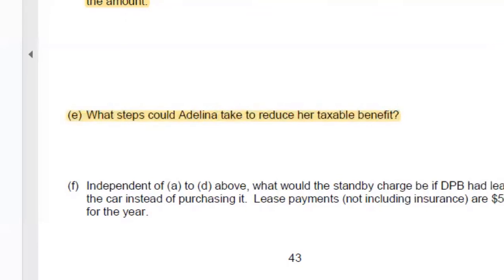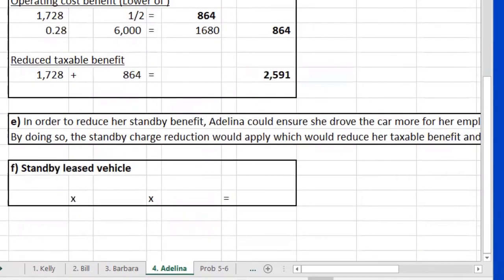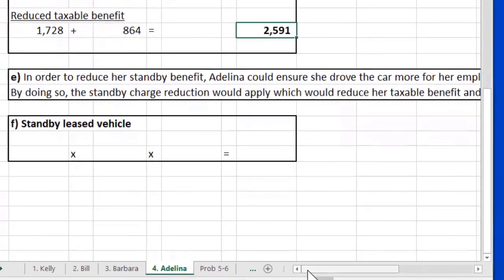Okay, so she's got a taxable benefit. She's going to have to include it in income. For some reason, Adelina is upset about that. Now, we'll frame this in reference to part A. The taxable benefit overall for part D isn't insane, but the idea here is that in order to reduce that standby benefit, make sure that you drive the car more for employment purposes than for personal purposes.